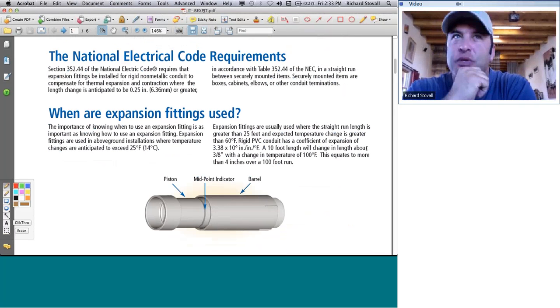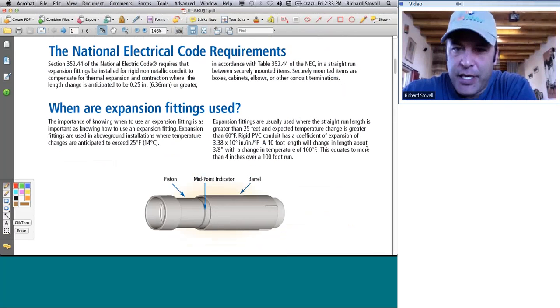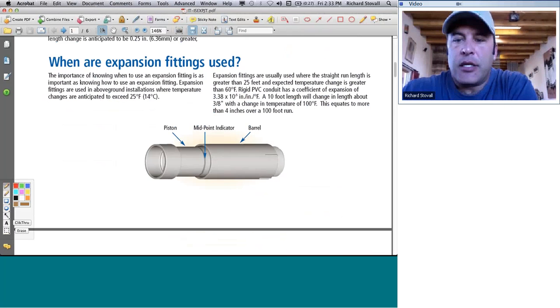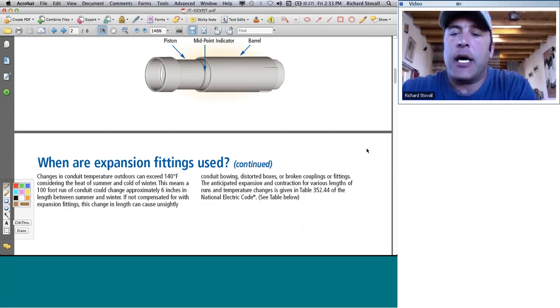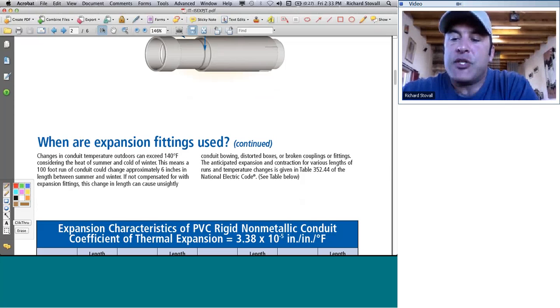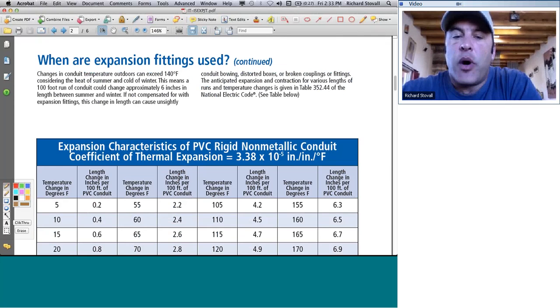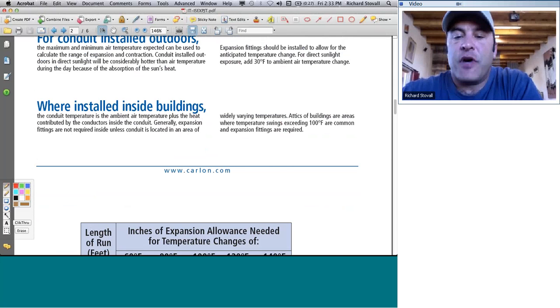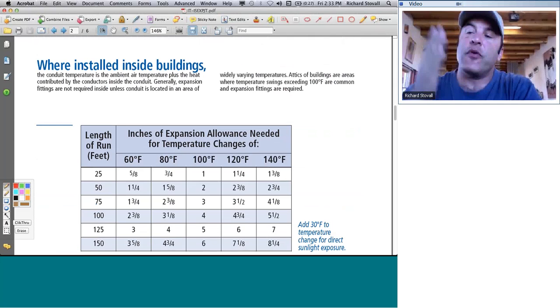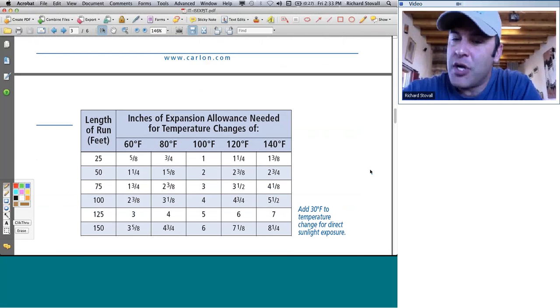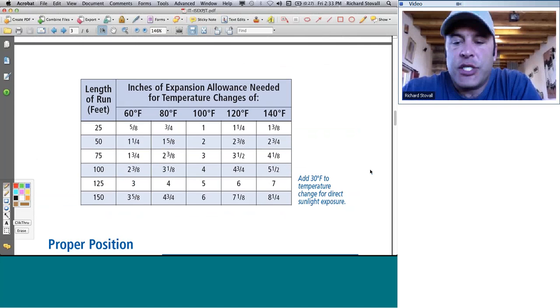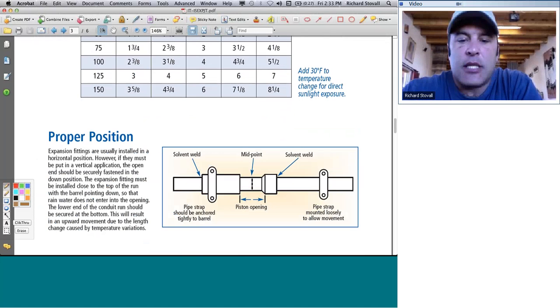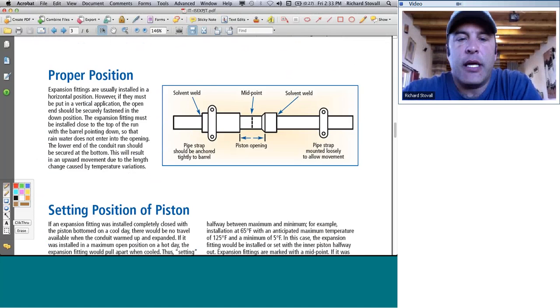Proper installation of expansion fittings includes not only knowing how much travel you need, but also how to install one properly. The installation is a function of whatever the current ambient temperature is at the time that you're installing it. And there's a great illustration here. Okay, I'm going to slide this up to this point. Setting expansion fitting for temperature.